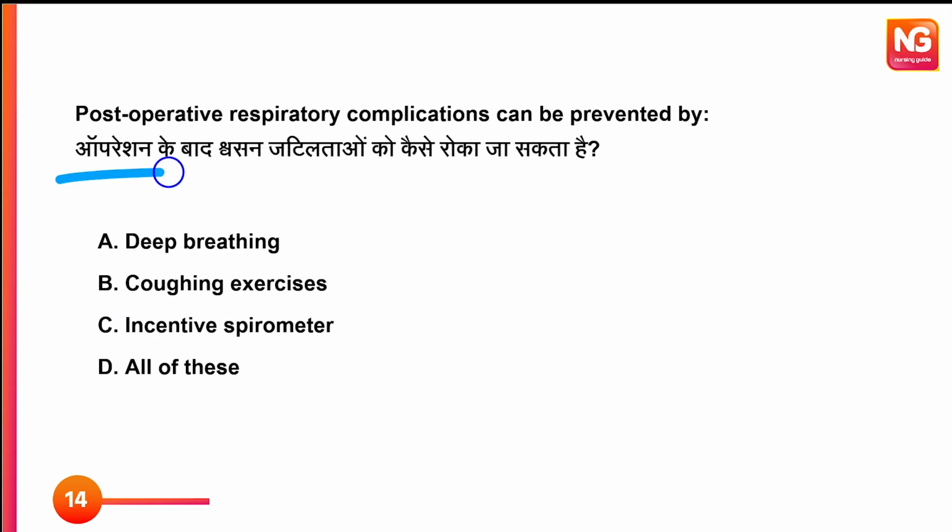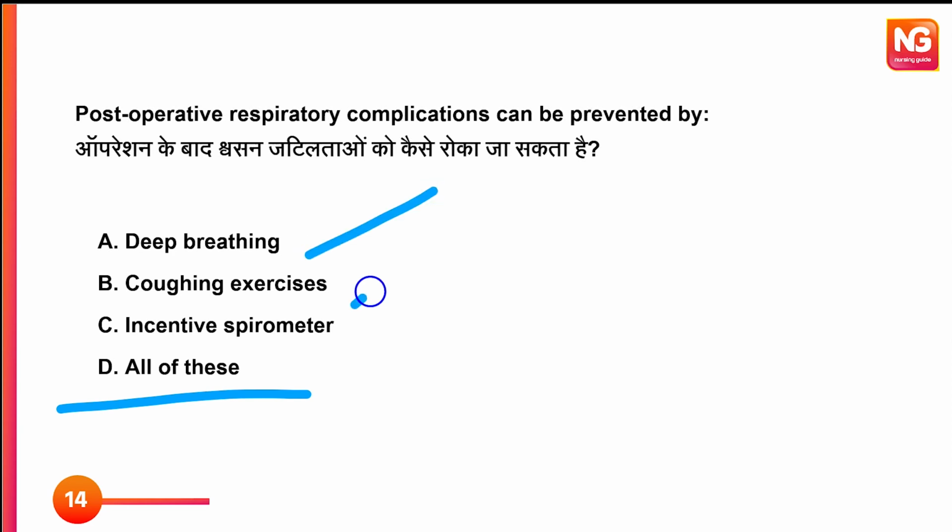Next, post-operative respiratory complications can be prevented by option A deep breathing, option B coughing exercise, option C incentive spirometry, option D all of this. The correct answer is option D all of this. Post-operative respiratory complications can be prevented by deep breathing, coughing exercise, and incentive spirometry.